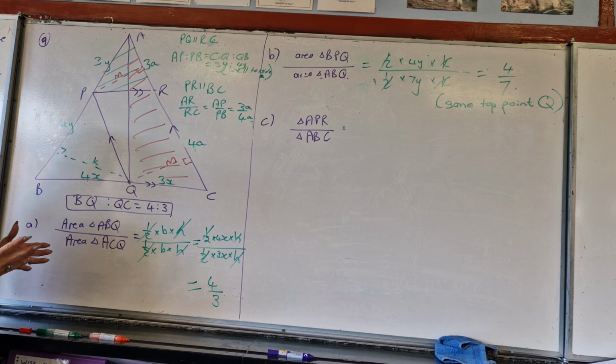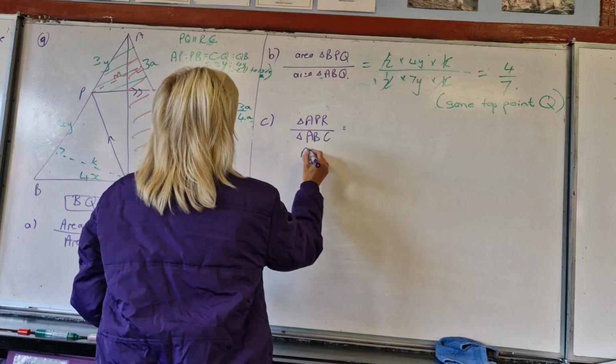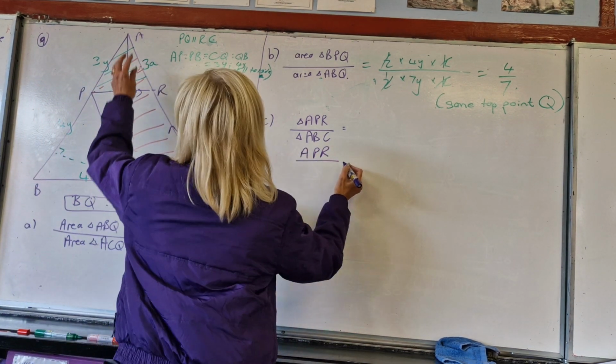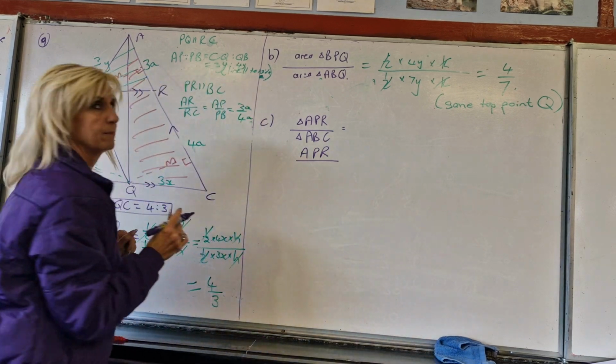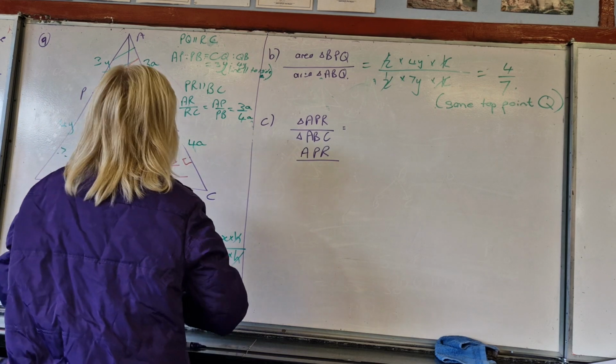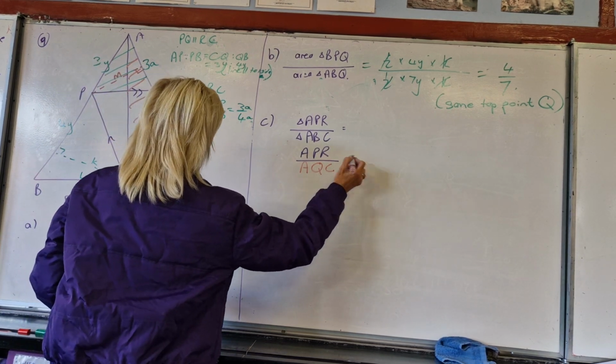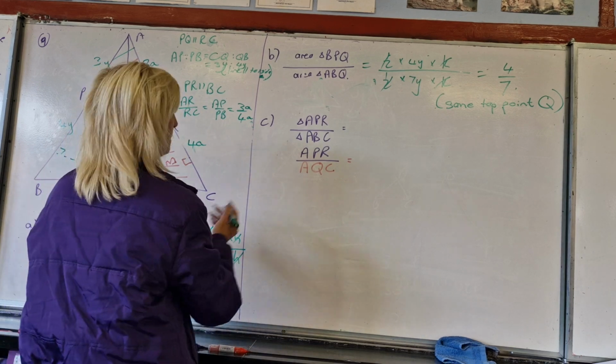Okay, so let's try and write that. So I'm going to first go for APR over, which is the other one? The green one and the red one, OQC. I'm going to make it green.